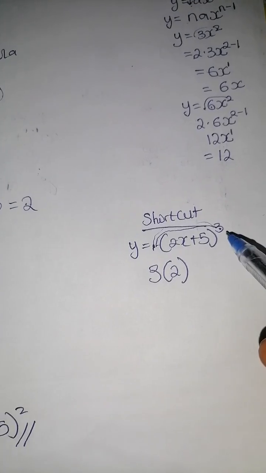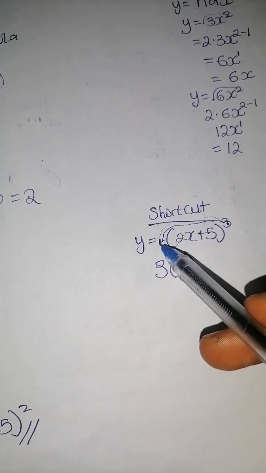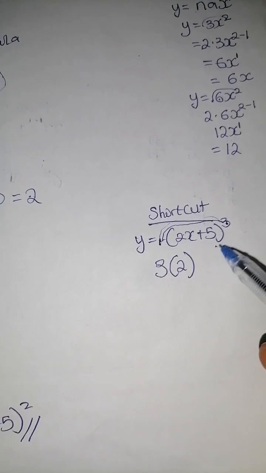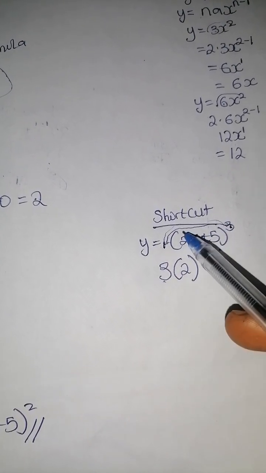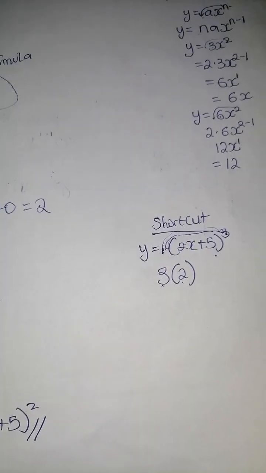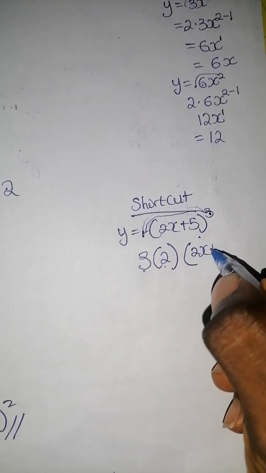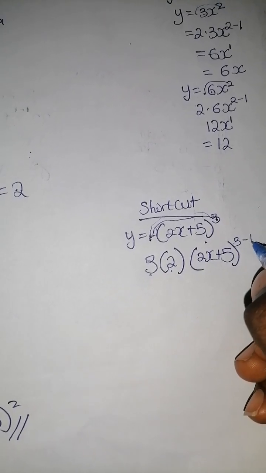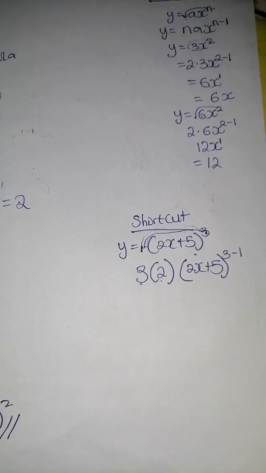I repeat again. This your power, bring it down to this point. Differentiate the inside, it gave me 2, and then repeat this again. Repeat it again. 2x plus 5, and then minus 1 from the top. 3 minus 1. Very, very easy.